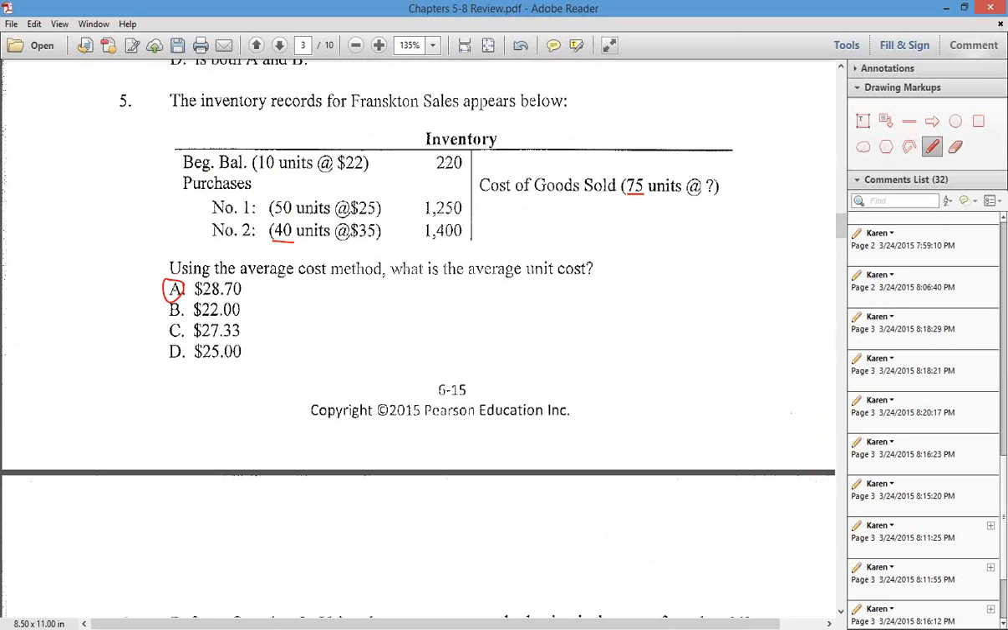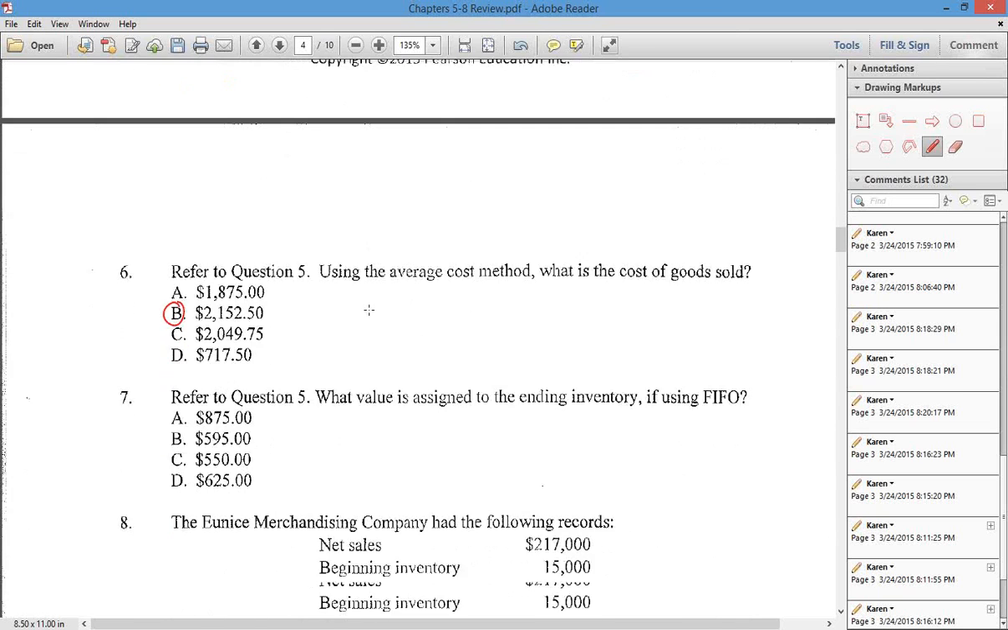FIFO means the first ones I buy are the first ones I sell. So if I sold 75, I could say, well, I sold these 10, I sold these 50, that made me have 60, I sold 15 more, and that leaves me 25 at $35. Or I could just look and say, I have 25 left. I know they have to be my oldest units. Did I have more than 25 here? Yes, I did. So it's 25 times 35.